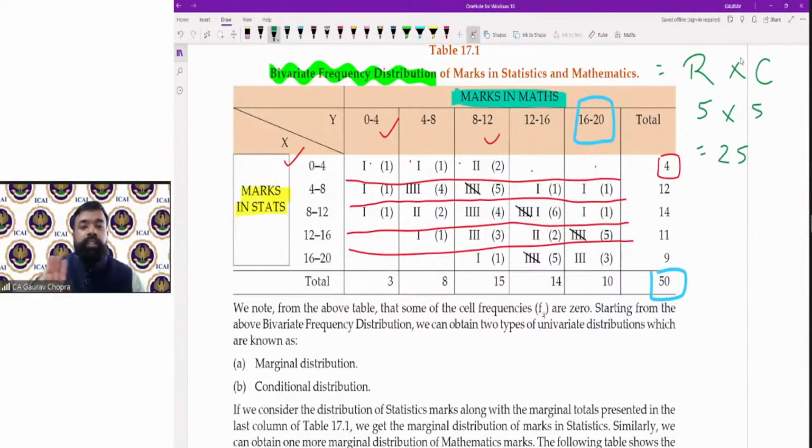तो 25 cells होते हैं इस पर्टिकुलर टेबल के अंदर, एक मार्जिनल डिस्ट्रीब्यूशन के अंदर। The first concept for today which we had done is number of cells in bivariate table. So number of cells का calculation कैसे होगा? Rows multiplied by column. So any doubt in this? You can ask till now.